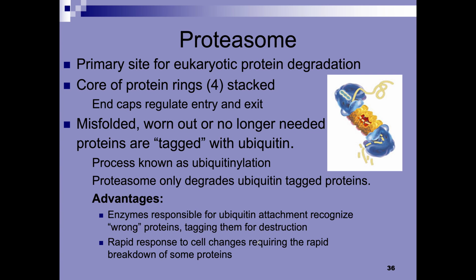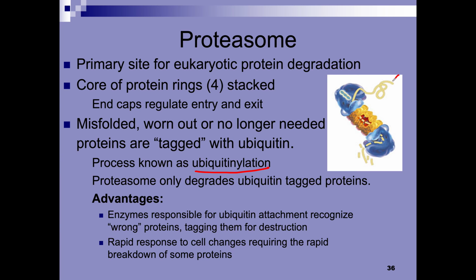So here is the proteasome. The process of protein degradation is known as ubiquitinylation. Here it is spelled out right here. The proteasome itself is 4 protein rings that are stacked one on top of the other with 2 protein end caps. Now these end caps are what regulate what proteins enter and what proteins exit.